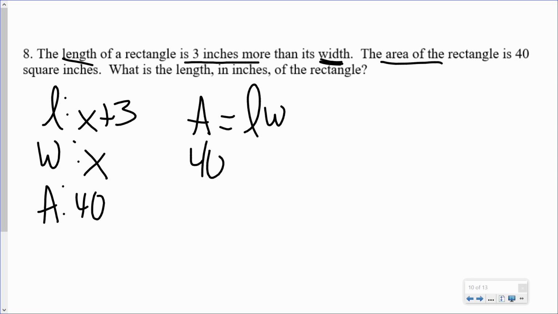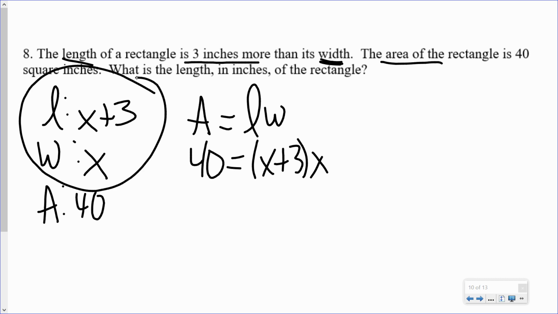So 40 equals length times width. I'm not adding them here because it doesn't say to add them. Area is length times width. So now that I have my length and my width expressions here, I'm going to multiply them because that's what the situation calls for. Now to solve it, I'm going to distribute.